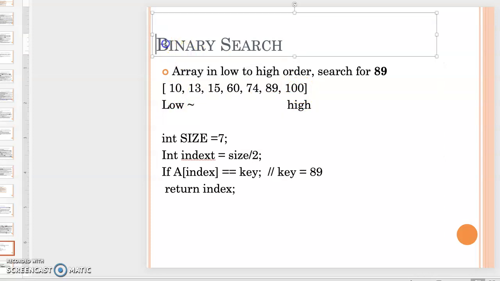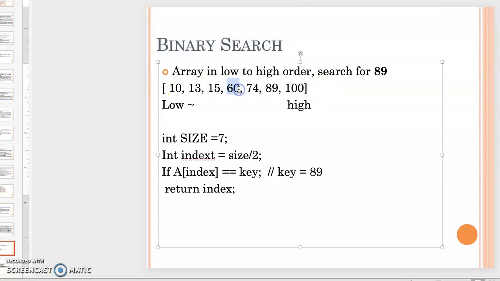But when we do the binary search, we know the array is already in ascending order. So instead of starting from the beginning, we start from the middle. Our size is equal to 7. We also have two other values, low and high. The low index starts from 0, and the high index is equal to size minus 1, which is the last index.